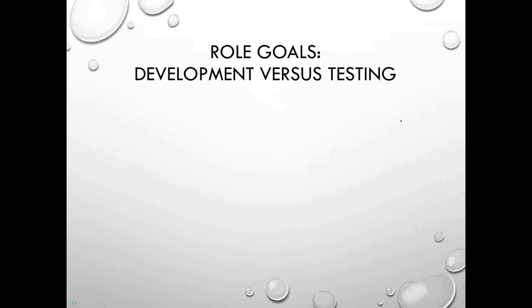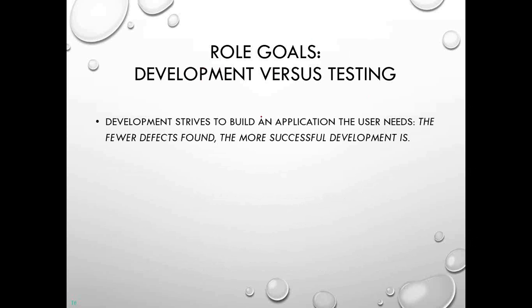Role goals, development versus testing. Role goals means each role has some set of responsibilities, and it is the same with a QA as well. So the developer has their own roles and responsibilities. The tester has their own roles and responsibilities. How does that work? Development strives to build an application the user needs. The fewer defects found, the more successful development is. So this is more from the development perspective.